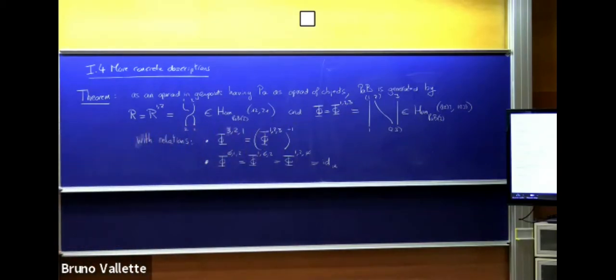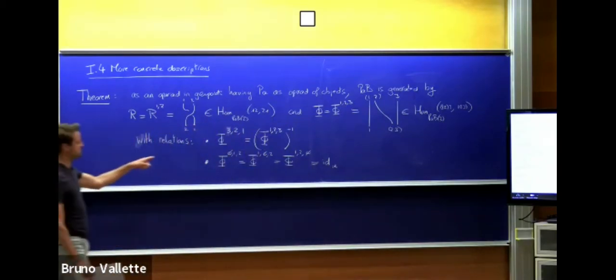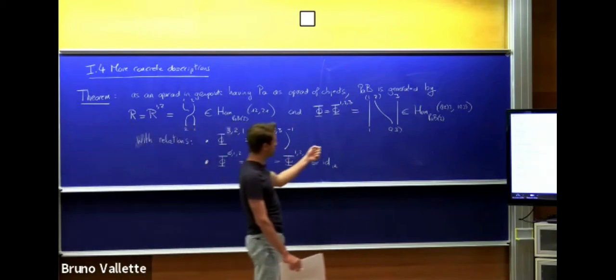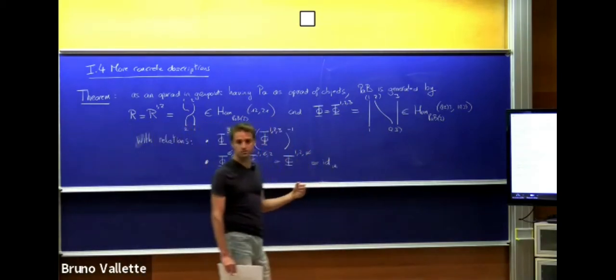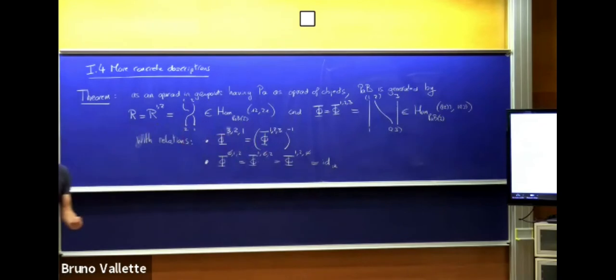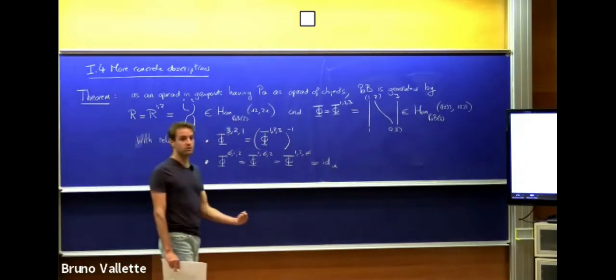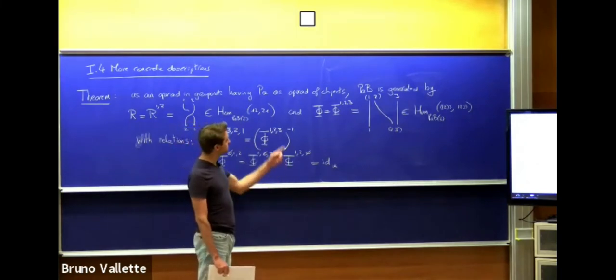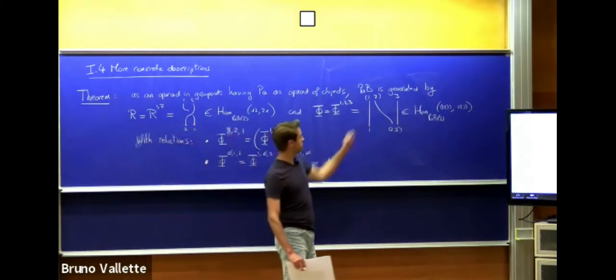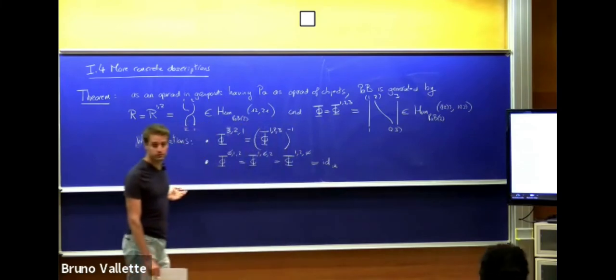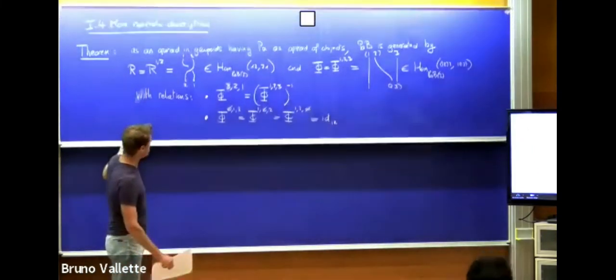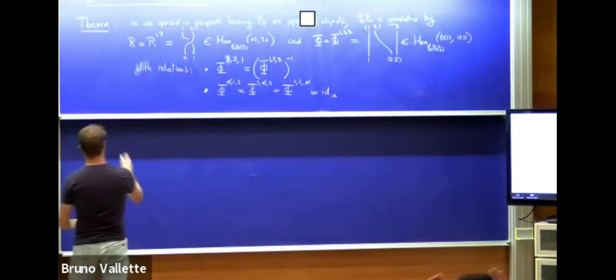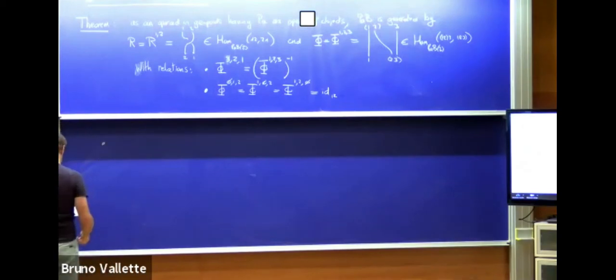Okay, so when I put empty in other spots, it just means this operation that removes some strands, and that's a purely operadic operation, composing with the unique arity zero operation on the specific strand you chose. All right, so these relations are not the most interesting ones.